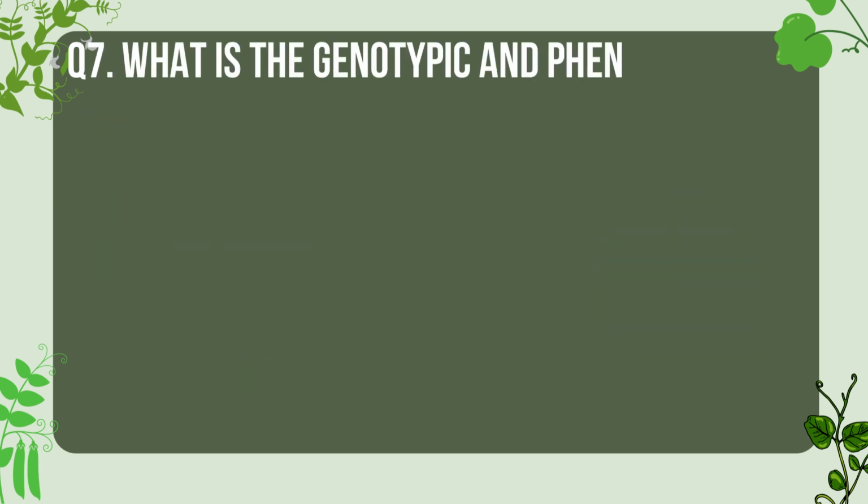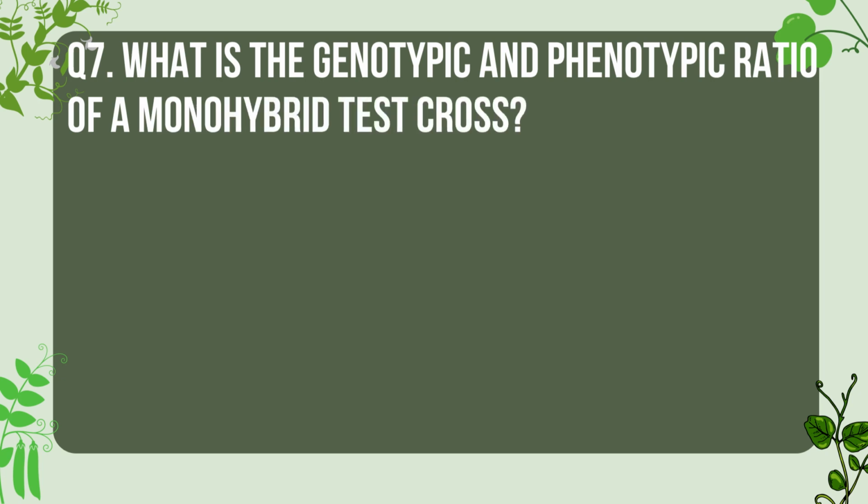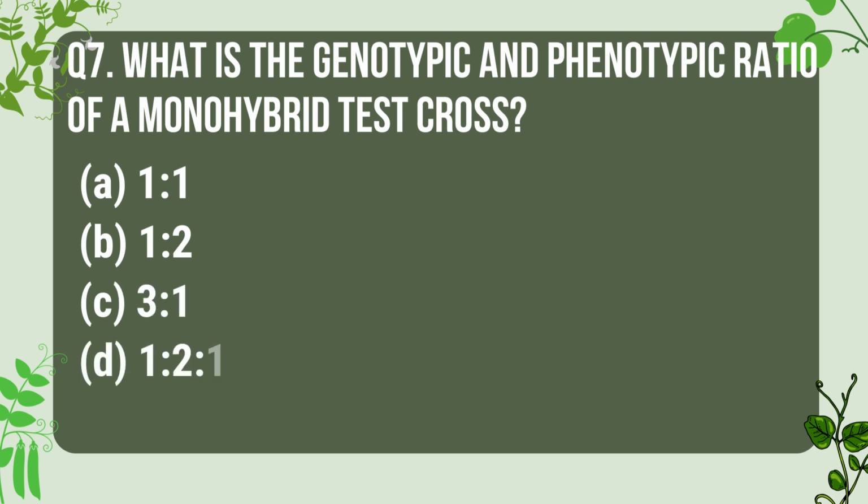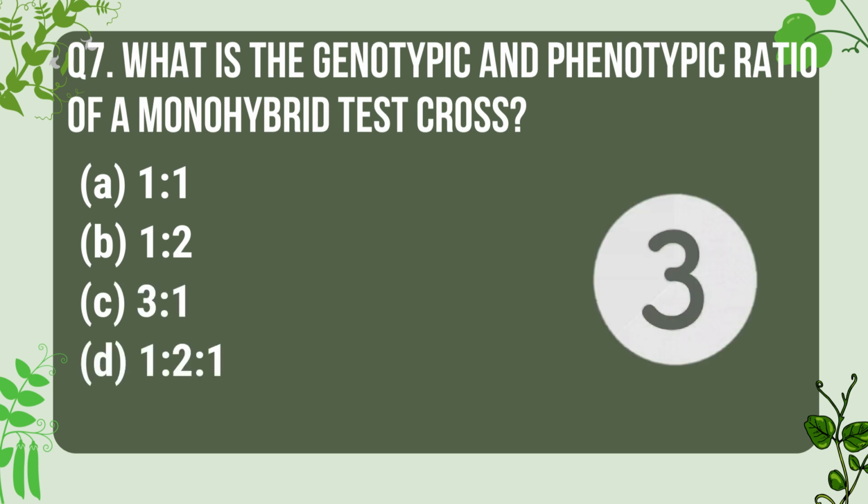What is the genotypic and phenotypic ratio of a monohybrid test cross? A. 1 ratio 1. B. 1 ratio 2. C. 3 ratio 1. D. 1 ratio 2 ratio 1.